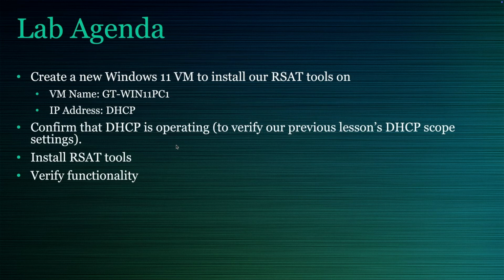So today in our lab, we're going to create a new Windows 11 VM, and we're going to install RSAT tools on it. We're going to give it a VM name. We're going to allow the IP address to be DHCP, and we're going to confirm that it's operating because we want to confirm that both of our scopes are working from the previous lesson that we configured. Finally, we're just going to install RSAT tools, and we're going to verify the functionality of them. And that's pretty much it. Let's hop right into our lab.